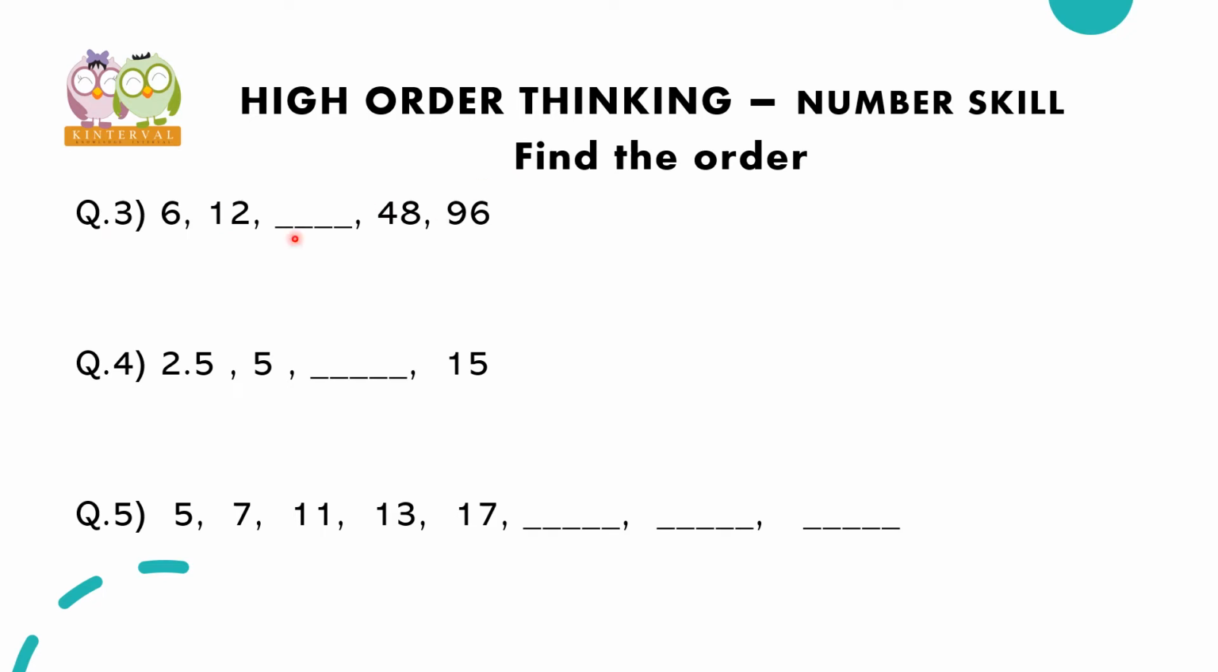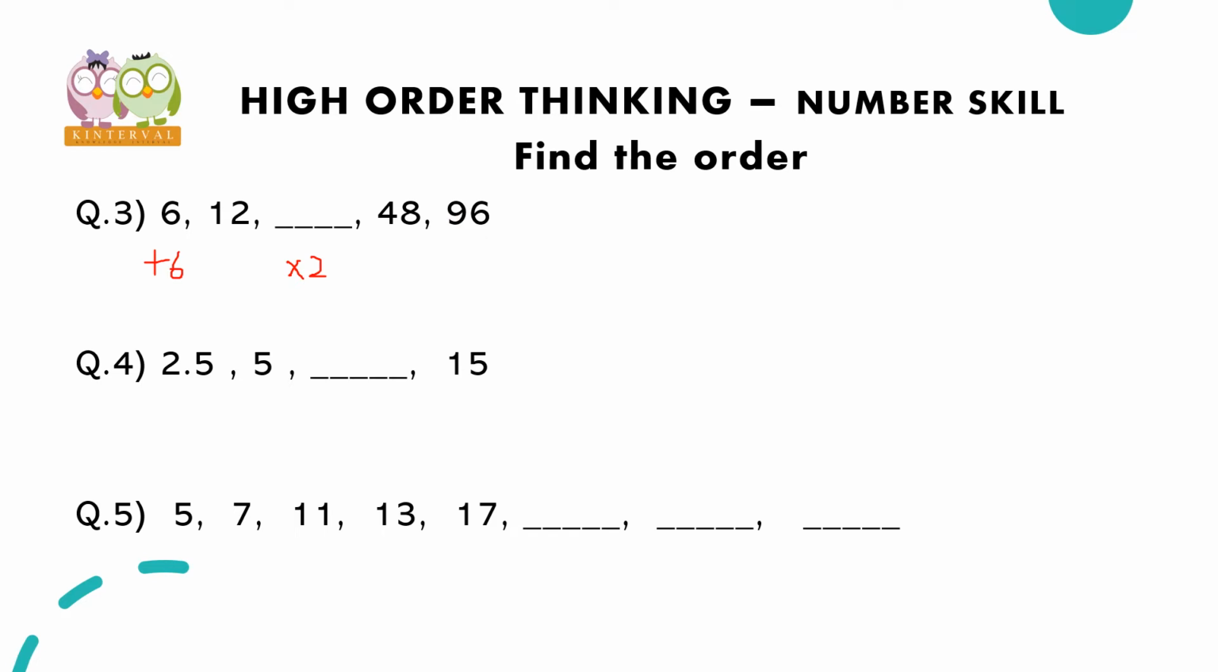Now here they've given you a fill in the blank: 6, 12, blank, 48, 96. Here we can see clearly that it might be a skip counting of 6, adding 6 to get the next number, or it can be multiplied by 2, since the numbers get very big here. So every step might be multiplied by 2. You have to think in such a way.